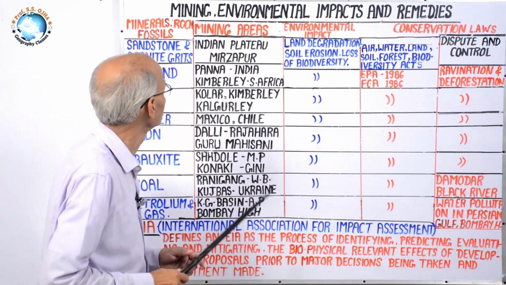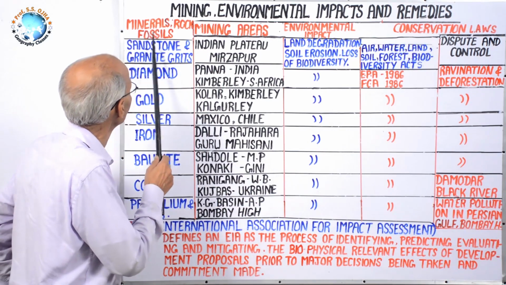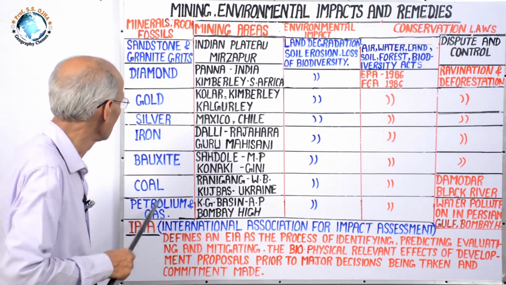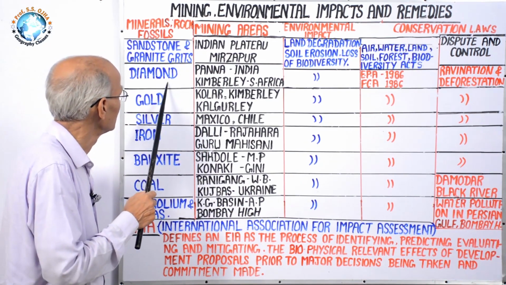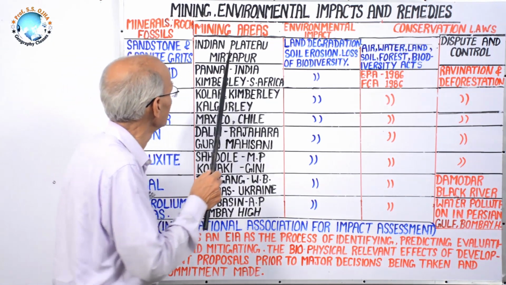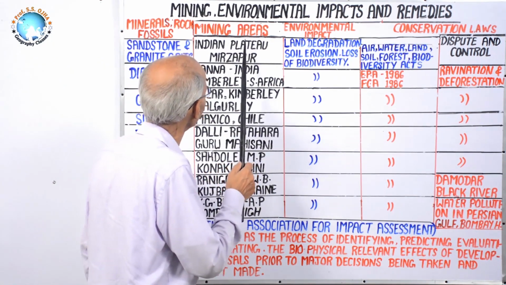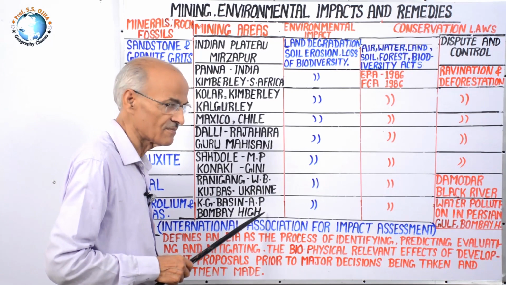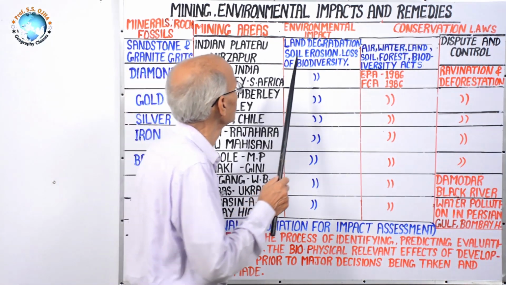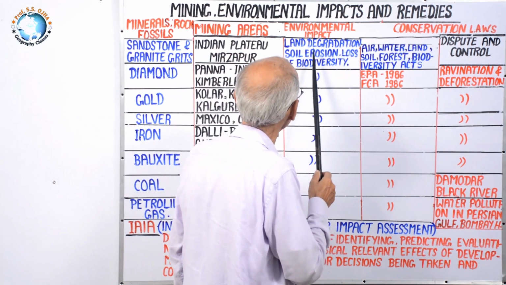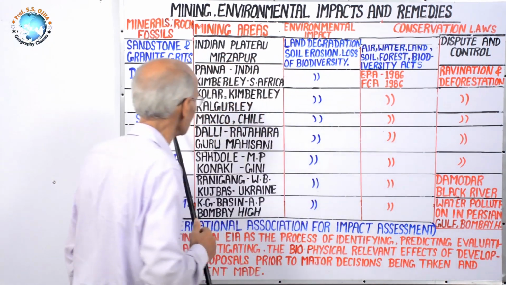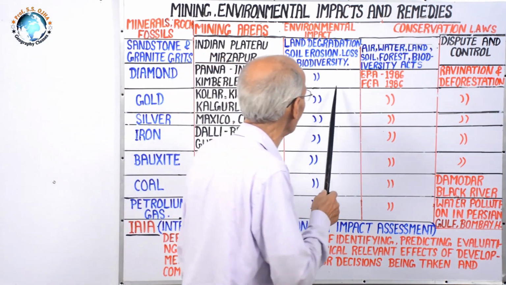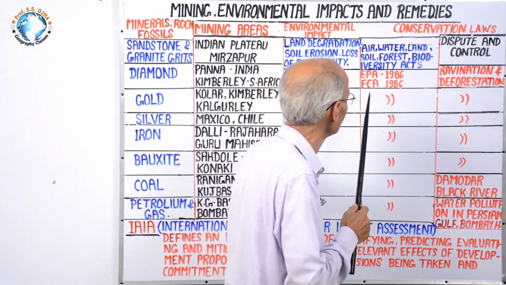Now let us see in this table that here the names of minerals, rocks and fossils are given. Although the list is very long, in brief it has been given. Then in the second column the mining areas; although mining areas are several, even then some examples have been noted here. Next is the environmental impact, that due to mining of these minerals in these areas, what environmental impact there is and how environmental degradation is taking place.